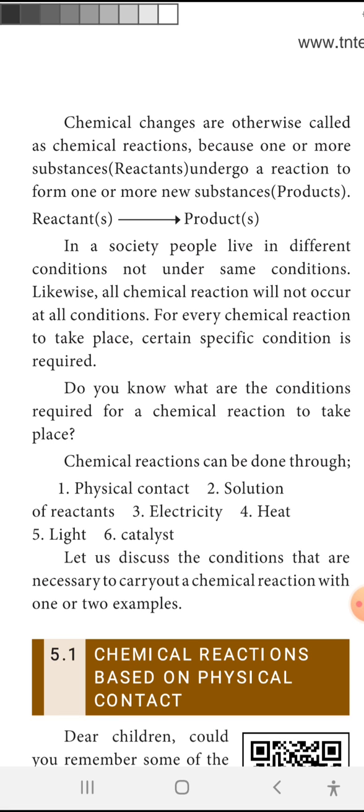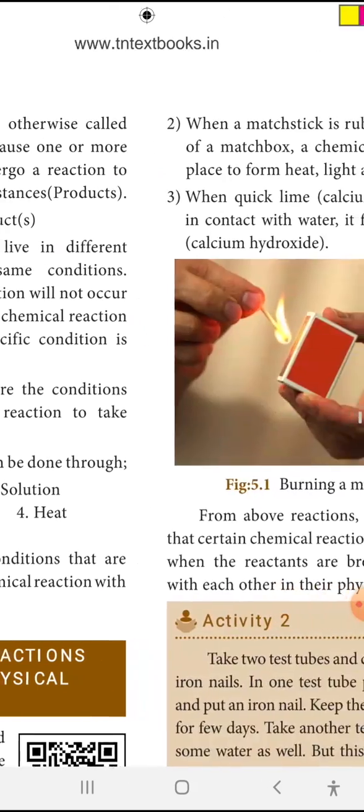In a society, people live in different conditions, not under the same conditions. Likewise, chemical reactions will not occur in all conditions. Only in certain conditions will they occur. So what are the conditions required for that? Physical contact, solution of reactant, electricity, heat, light and catalyst. These are the conditions required for a chemical reaction to occur.